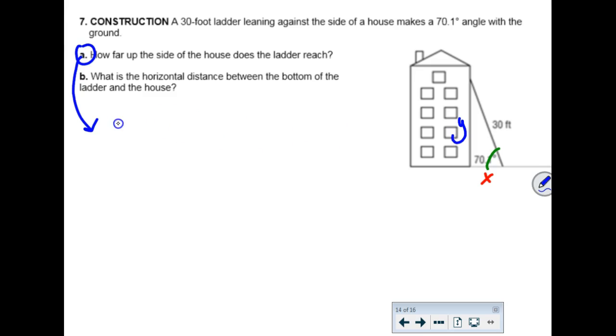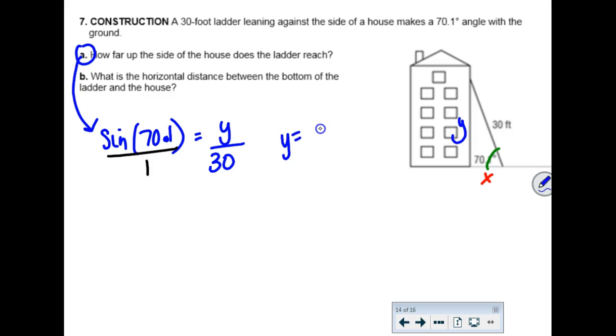Let's find Y first. So we have the hypotenuse, and if we're trying to find this Y over here, that is opposite of our angle. So we have opposite and hypotenuse, so we should be using the sine ratio. So sine of 70.1 equals opposite, don't know it, over hypotenuse. And this is a nice easy proportion. You're just going to cross product, multiply by 30. And I got 28.2. Can I get a confirmation on that in feet? Okay, cool. So this length right here is 28.2.